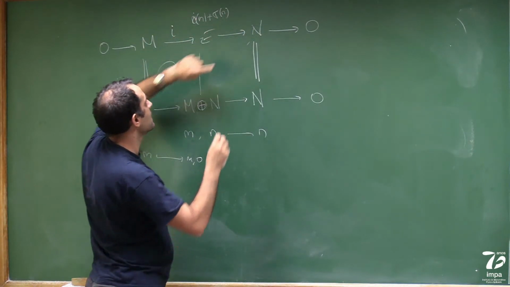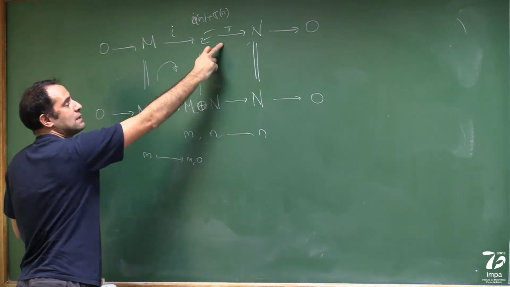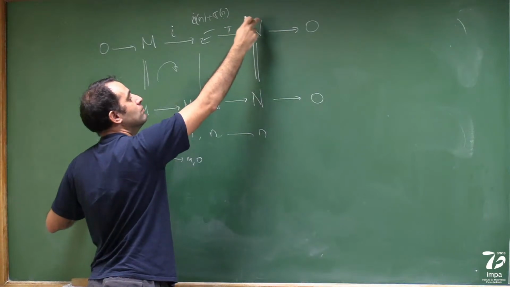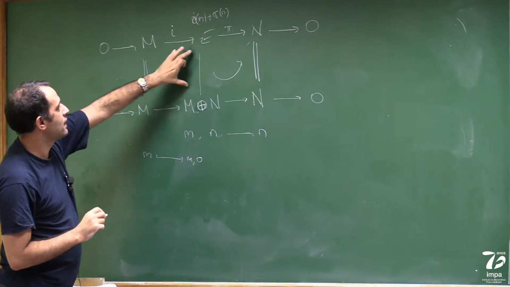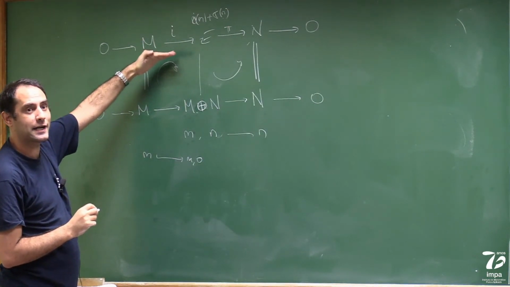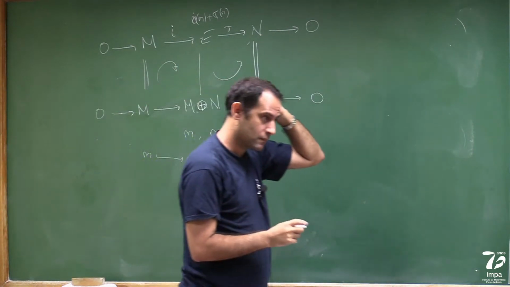And when I apply pi, it goes to pi of i m, which is 0 because this sequence was exact, plus pi of sigma n, which was n. So this diagram commutes. And now clearly this has to be an isomorphism, because both of these rows are exact, so the five lemma tells me this is an isomorphism, so this sequence was trivial.